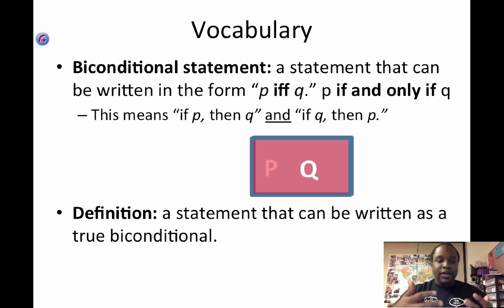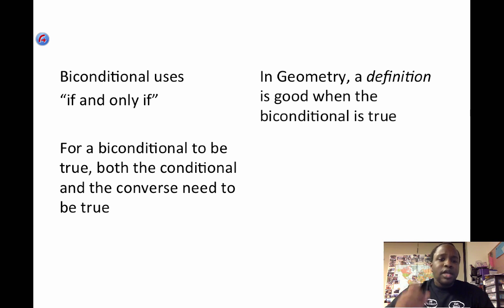If we were to create a Venn diagram of a biconditional statement, then it would be two things that perfectly overlap each other. P and Q, the hypothesis and the conclusion, would perfectly overlap each other. So by the end of this video, hopefully you'll be able to determine if the definition of independent was a great definition or not so good. So biconditionals use the term if and only if. For a biconditional to be true, both the conditional and the converse need to be true. If hypothesis, then conclusion, and if conclusion, then hypothesis, both need to be true in order for the biconditional to be true. In geometry, a definition is a good definition when the biconditional is true.